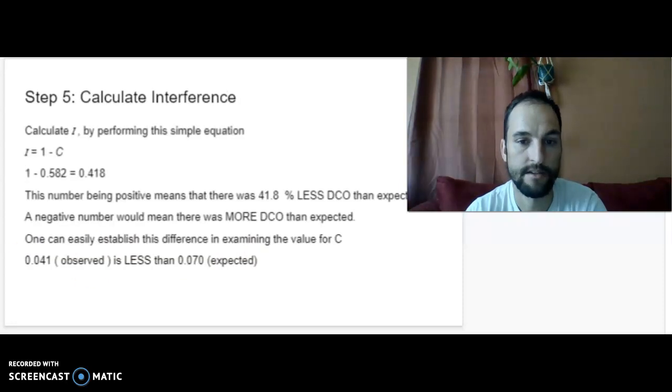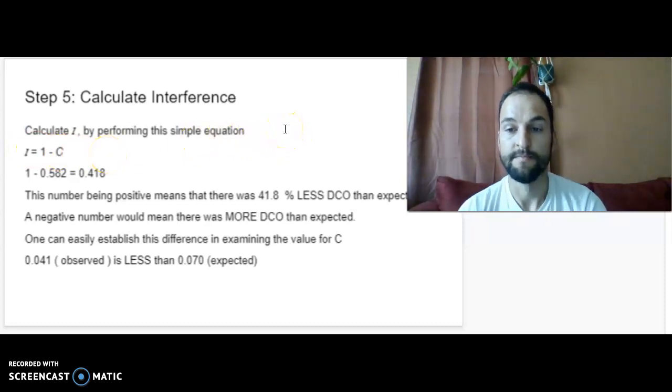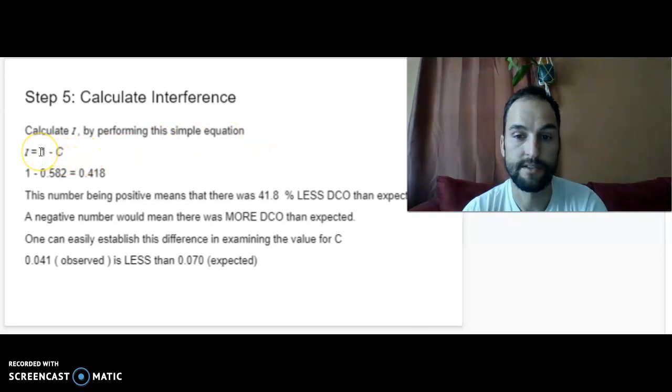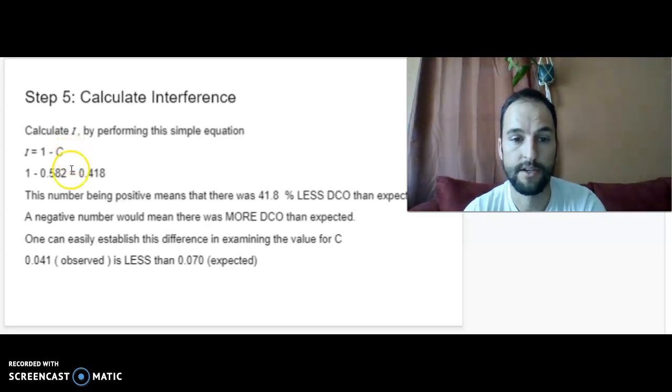We can take our value for C to help us calculate I. I is calculating interference. For I, it's a very simple calculation. You just say I equals 1 minus C. So for this example, 1 minus 0.582 that we had calculated from before equals 0.418. Now in percent form, that would translate to 41.8%.